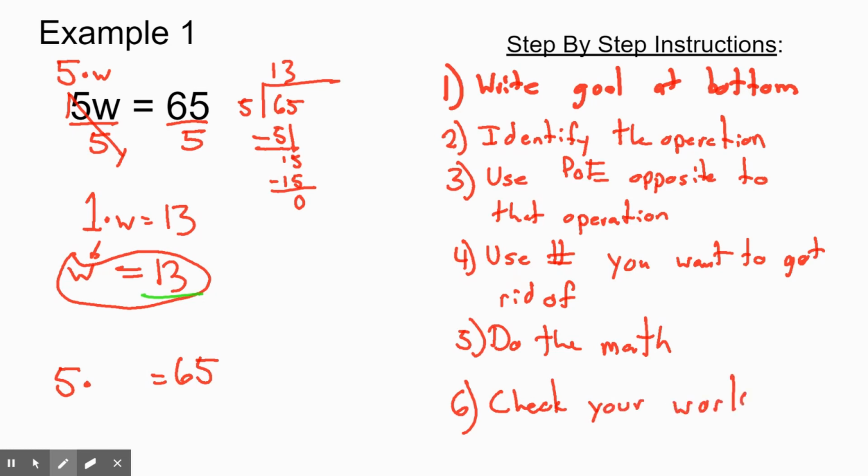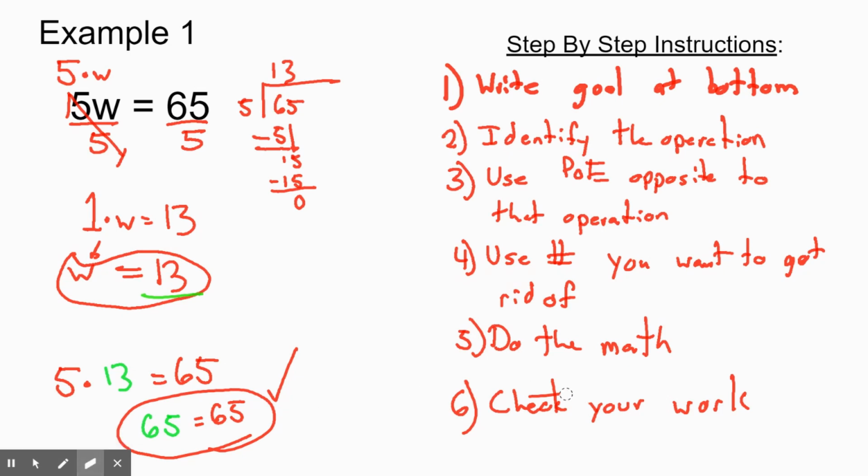We're going to do 5 times 13. What is 5 times 13? It's 65. Does 65 equal 65? Yes, of course it does. So we know that we're correct, and we can be basically done with this.